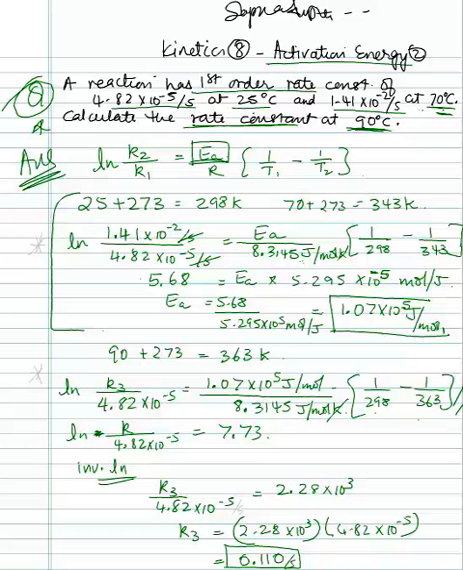But anyhow, that's how you would do this calculation. So it's a two-part problem, not just a one part. One part is to calculate the activation energy with the given values, and then the second part is to calculate the third K value at a different temperature.